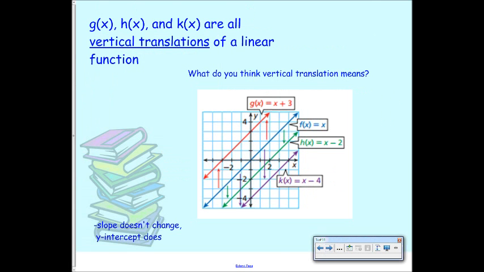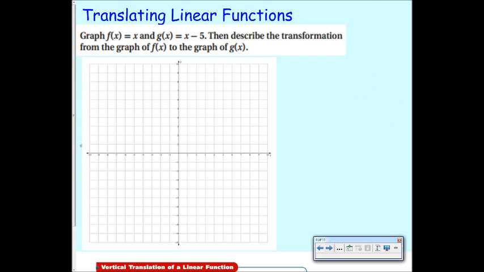So looking at this one, f of x equals x and g of x equals x minus 5. Is this a translation? Yes, because did the y-intercept change? Yes. What was the y-intercept here? 0. There isn't one, so it starts at 0. And the slope is 1, so it just went like this.